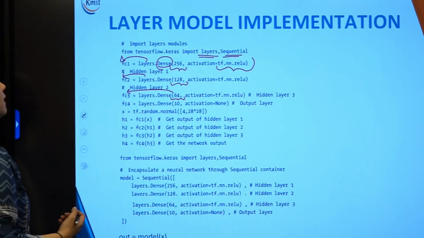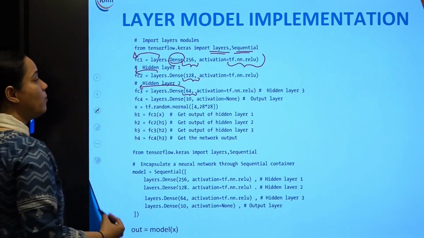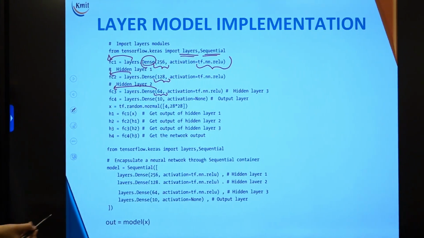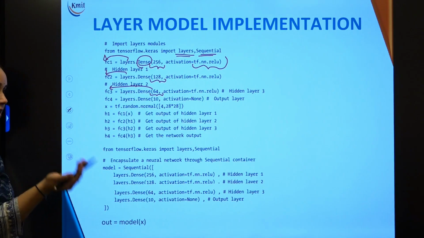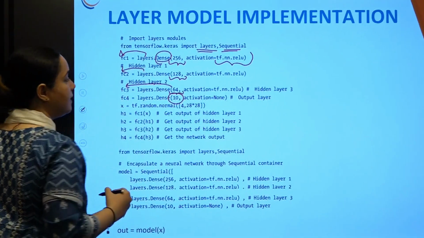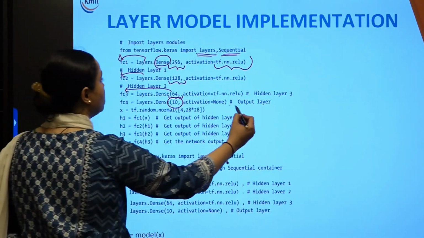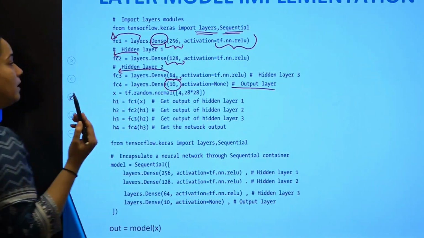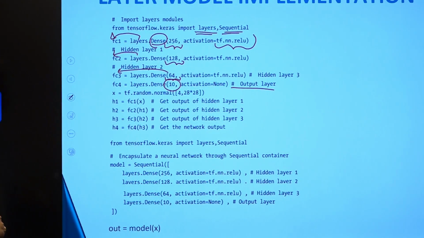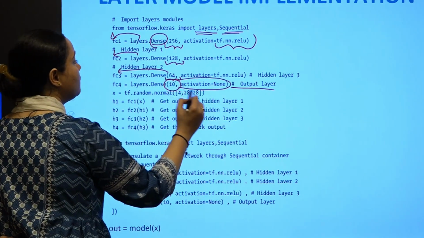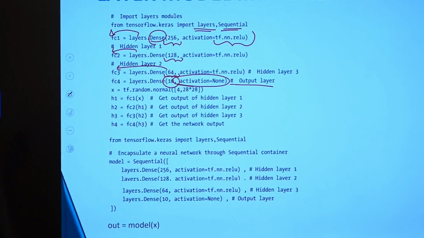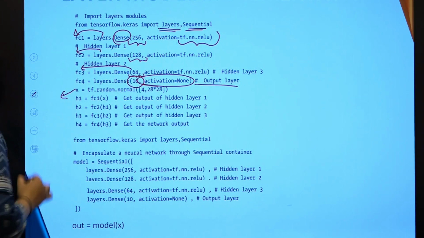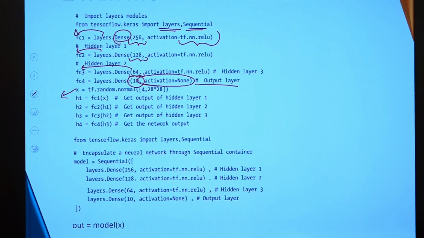Lastly, if I want an output layer, I have to see how many classes I am going to give as an output. Suppose I have to define 10 classes, so I am using 10 nodes in my output layer. So here I am taking the input layer, hidden layer 1, hidden layer 2, hidden layer 3, and then my output layer. As the activation function I am choosing none, because it is a normal output that I want to come out. Then I have to define my inputs, which I am generating randomly using a normal distribution.